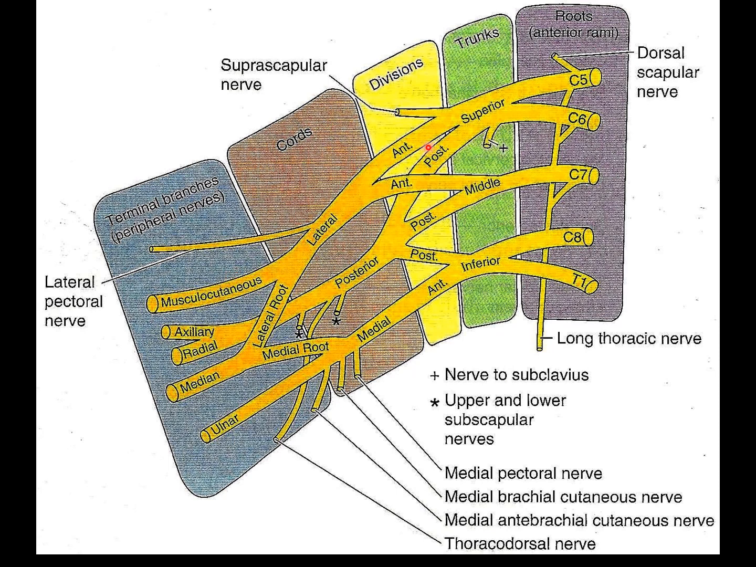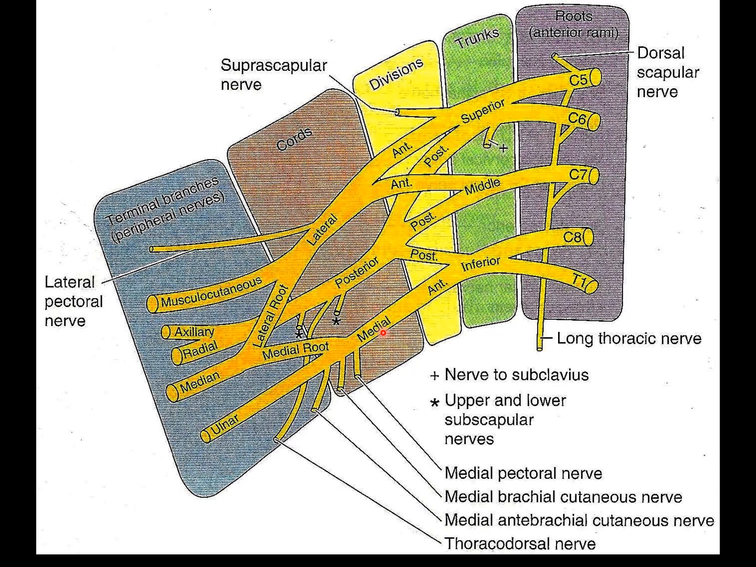From the cords, when they form, the lateral cord gives three branches: the lateral pectoral nerve, the musculocutaneous nerve, and the lateral root of the median nerve. The median nerve is formed in the arm by two roots, a lateral root and a medial root. So the lateral cord is responsible for three branches: lateral pectoral nerve, musculocutaneous nerve, and lateral root of median nerve.